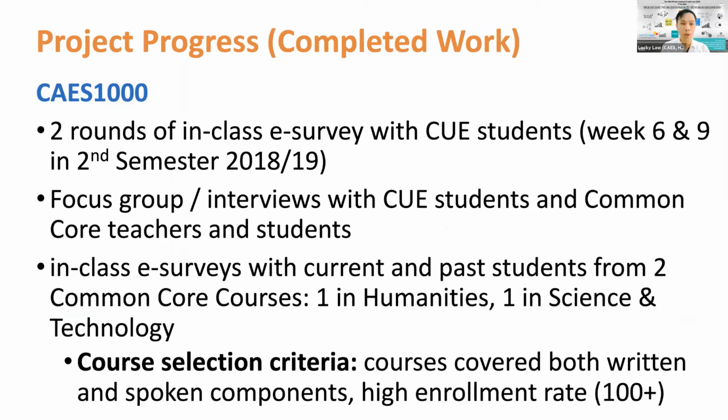Okay, so our completed work in this project so far, we have conducted 2 rounds of in-class e-survey with our students in week 6 and week 9. We completed focus group interviews with our CUE students and the Common Core teachers and their students. Also, we have conducted in-class e-surveys with current and past students from the 2 selected Common Core courses, one from humanities and one from science and technology. Basically, the criteria for choosing these 2 Common Core courses is based on their class sizes and also the components that are being covered in their courses, including written and spoken. Thank you, Joanna. Next slide.